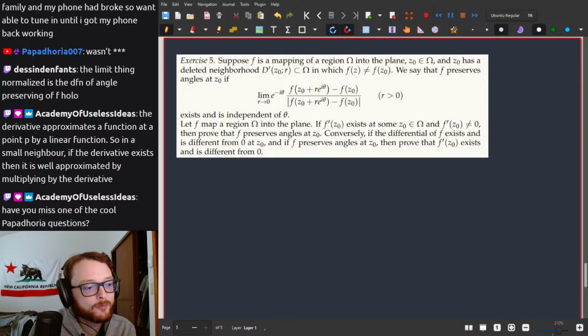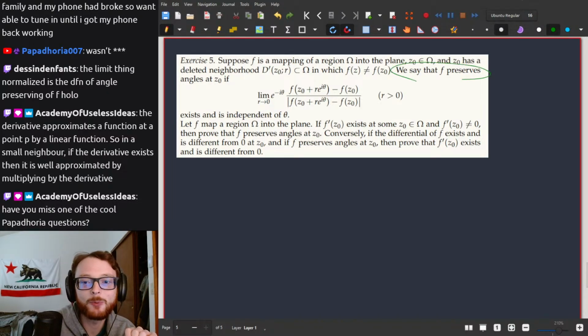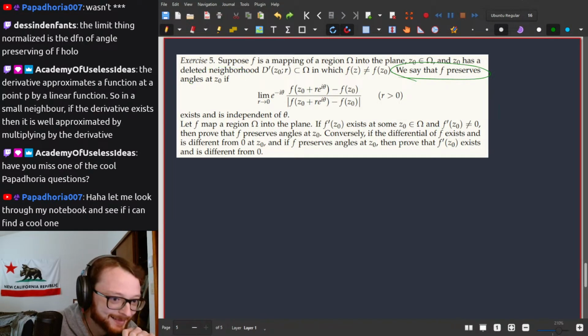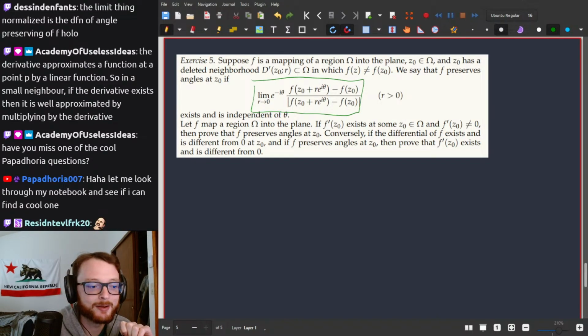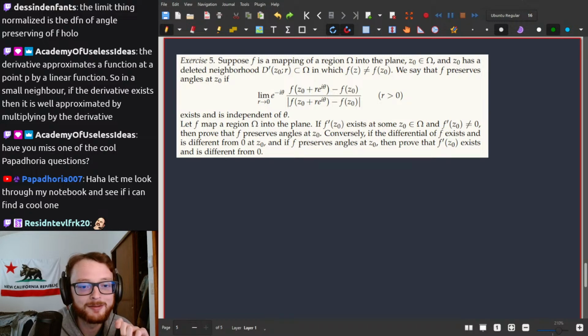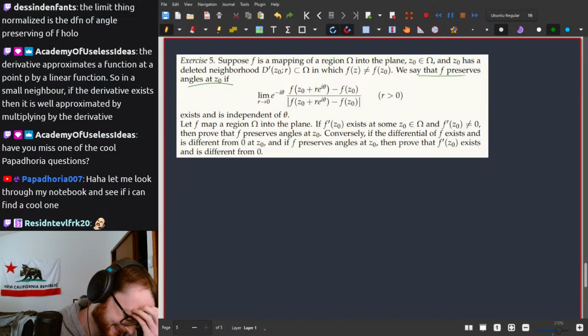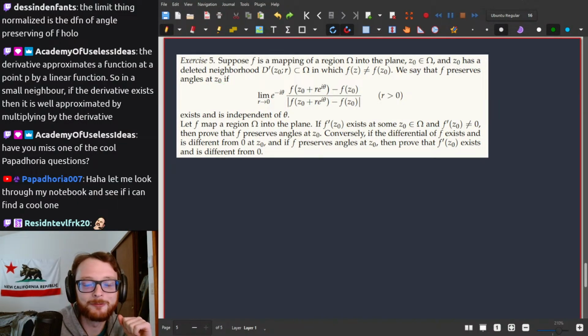The limit thing normalized is the definition of angle preserving of f. Oh, okay. Oh, duh. I missed this part of the problem. Okay, so we know that this limit exists and is independent of theta. I literally asked, what is the definition of preserving angles? And I missed that they literally gave that to us. I thought they were asking us to prove that that limit exists.